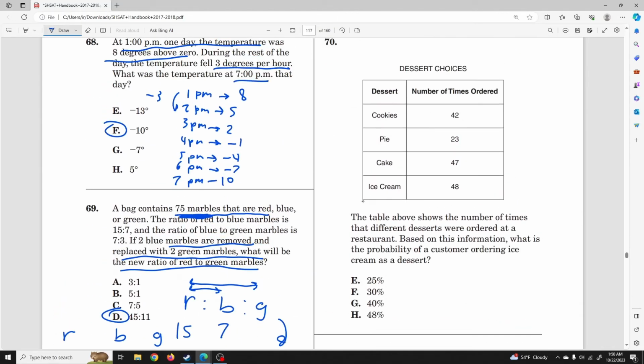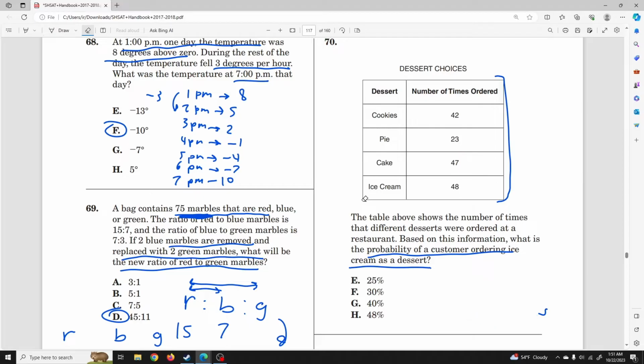It says that the table above shows the number of times that desserts were ordered at a restaurant. Based on this information, what is the probability of a customer ordering ice cream as dessert, right? So the probability is total things you can do. In this case, it'll be the total amount of times ordered over your part or the thing that you want to solve. So here we're going to have the total orders, and here it's going to be the part, which is going to be the amount of times that ice cream was ordered, that's our part.